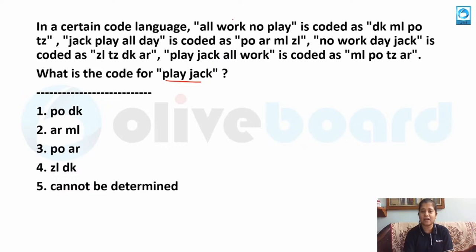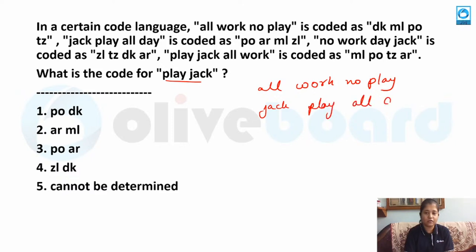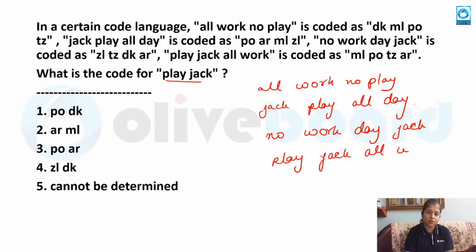Play Jack, right? So let's see, if we compare all the statements, let's say we have: all work, no play. This is the first statement. Jack play all day, right? Then we have no work day Jack, right? This is the third one, and play Jack all work. Now if you compare all of these, you will see that there is all everywhere.